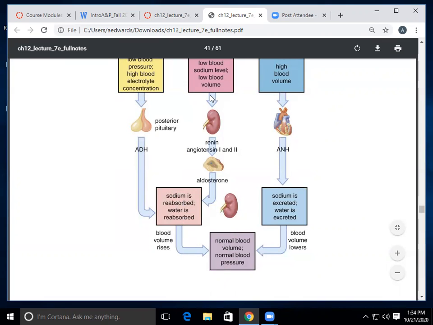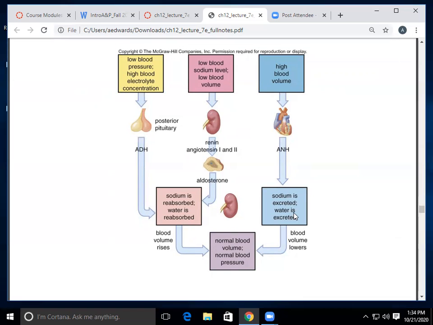If you have low blood sodium level and low blood volume, kidneys are going to secrete renin and angiotensin 1 and 2. That's going to lead to production of aldosterone, which will also cause you to reabsorb water and sodium so you get a normal blood volume and blood pressure. If your blood pressure is too high, your heart releases the atrial natriuretic hormone. So you start excreting sodium and water, so you lower your blood volume till you get to normal blood pressure and volume.